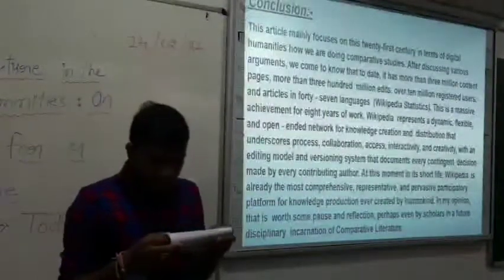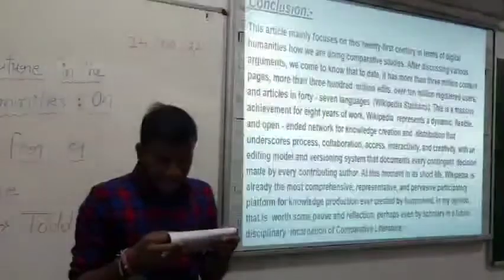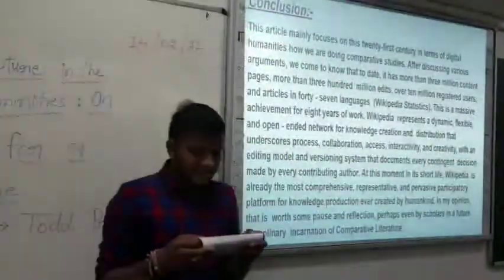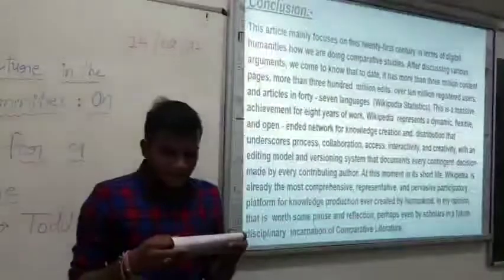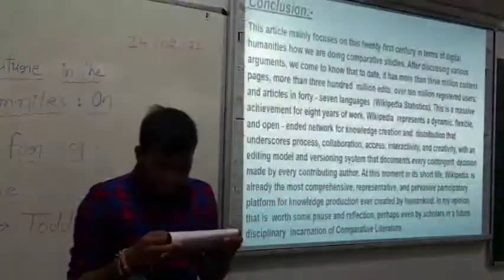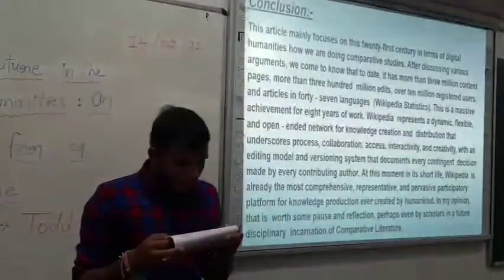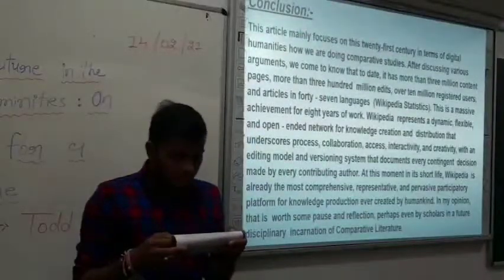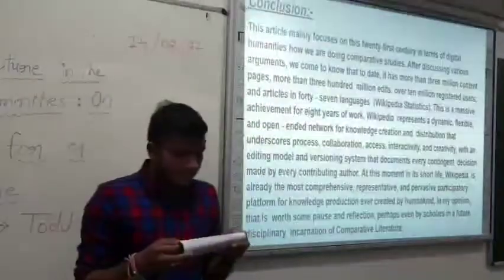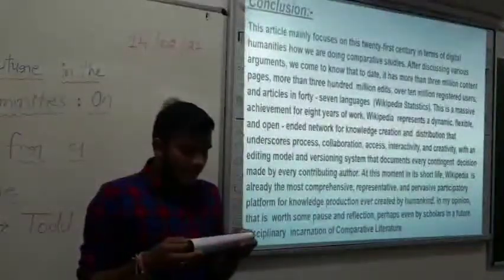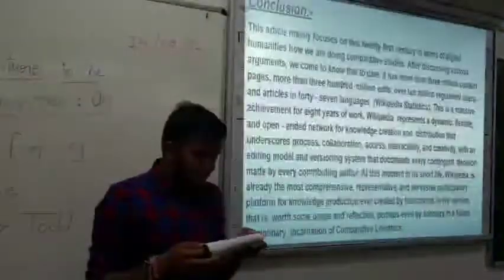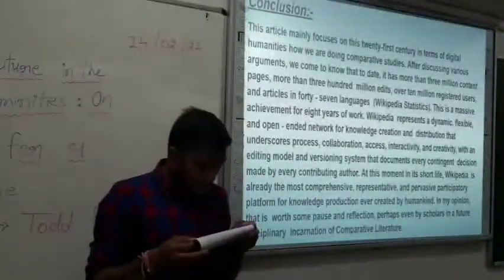At this moment in its short life, Wikipedia is already the most comprehensive, representative, and pervasive participatory platform for knowledge production ever created by humankind. In my opinion, that is worth some pause and reflection, perhaps even by scholars in further disciplinary incarnations of comparative literature.